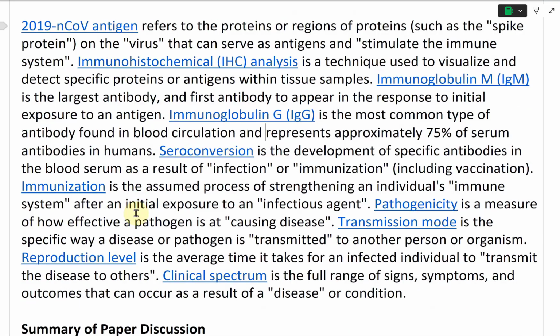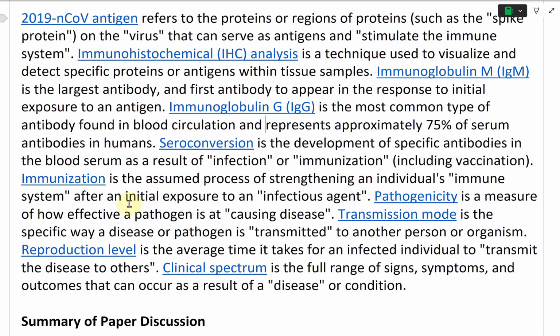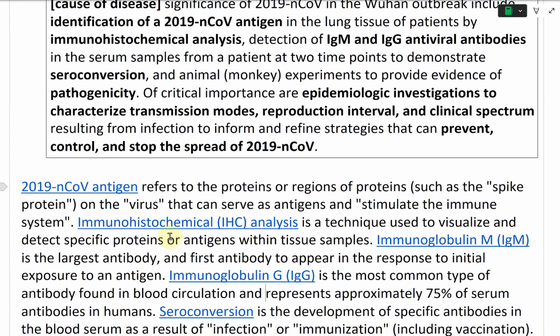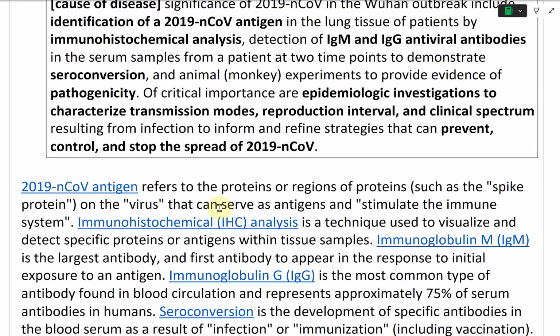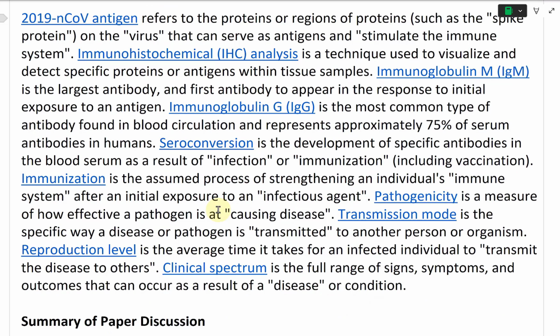Again, that's the mainstream theory. So immunization is the assumed process of strengthening an individual's, quote, immune system after initial exposure to an, quote, infectious agent. And pathogenicity is a measure of how effective a pathogen is at causing disease. So basically they're saying they need monkey animal experiments and basically try to infect them with these supposed viruses, as well as other procedures that likely involve torture.